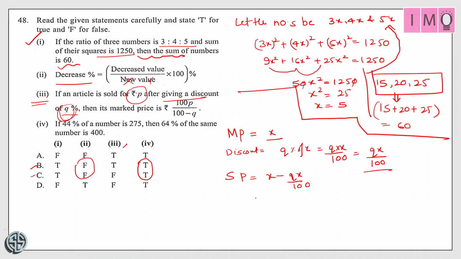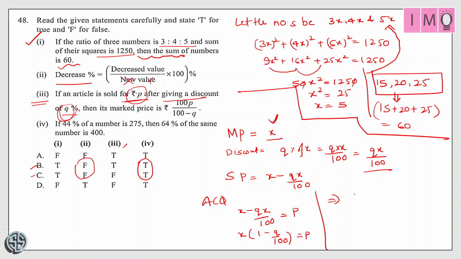Yes or no? Now it is said that if an article is sold for rupees P, meaning the selling price is that. So according to the question, we just have to compare both of them, that this selling price will be equal to P rupees. Now since you have assumed the marked price X, you have to eliminate the value of X. So you can take X common, it will become X times 1 minus Q upon 100 is equal to P.